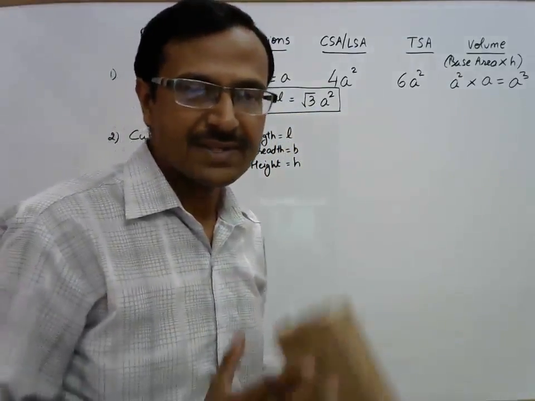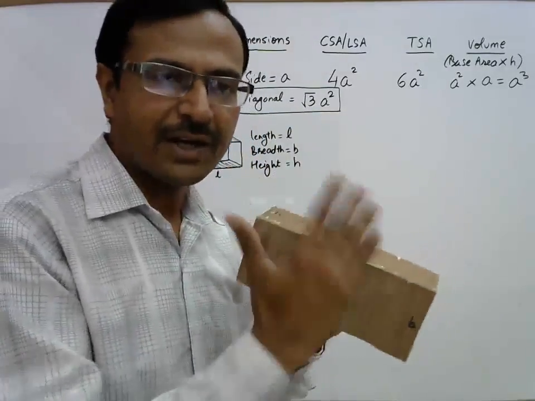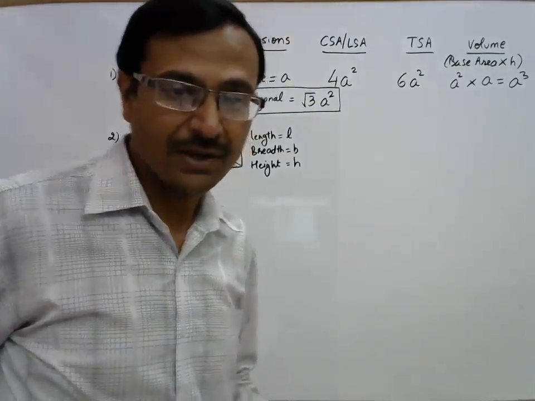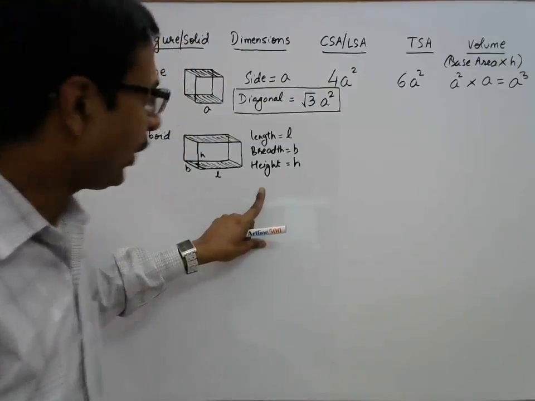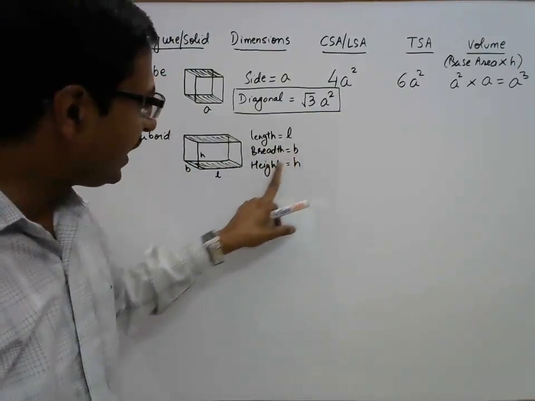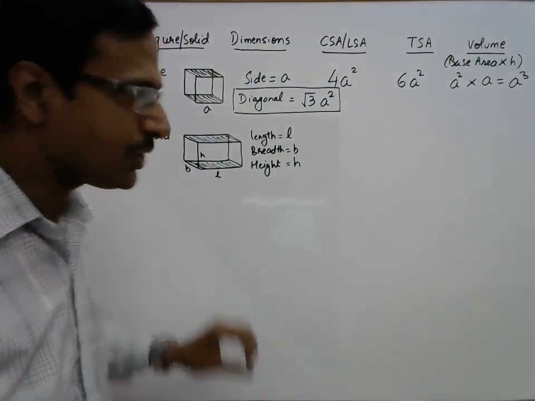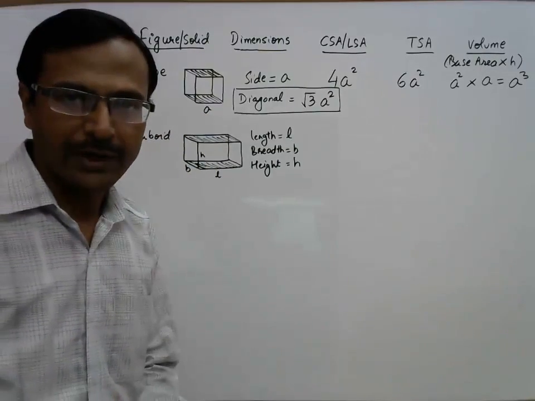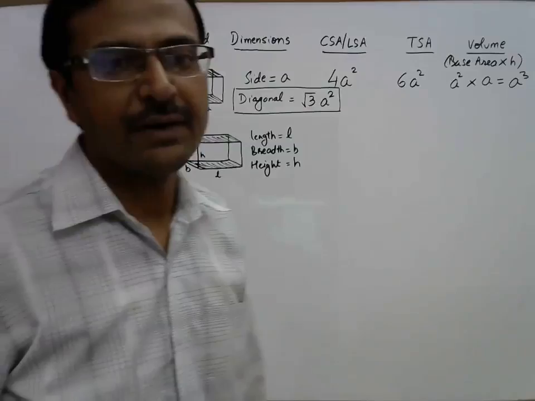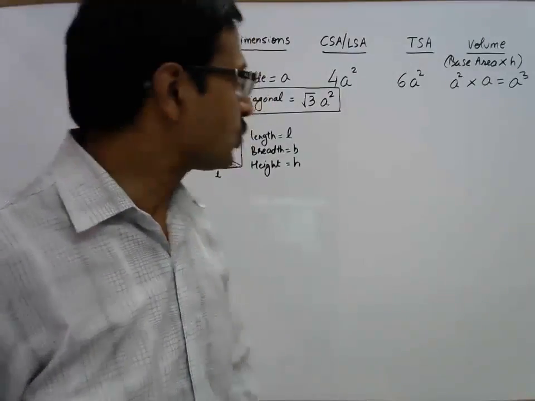So different faces of a cuboid have different areas because their dimensions are different. So here I have mentioned the three dimensions of a cuboid: length L, breadth B, and height H. And I have also shaded the top and bottom faces of this cuboid. So how do we find the various formulas related to a cuboid?